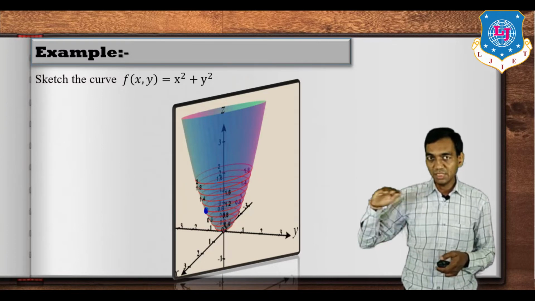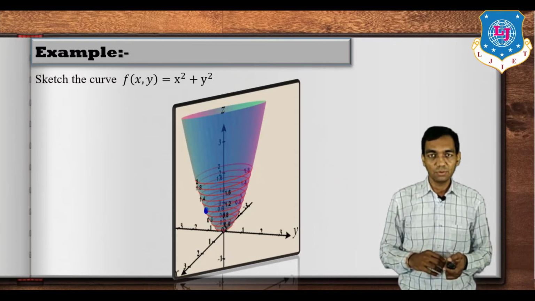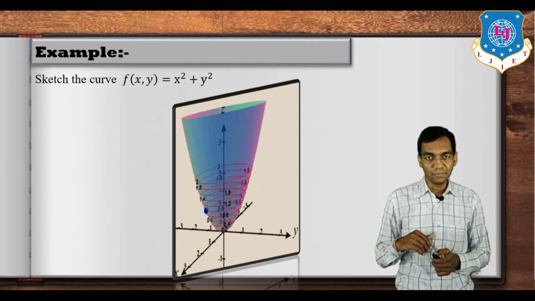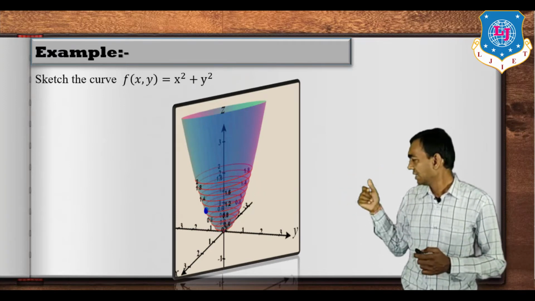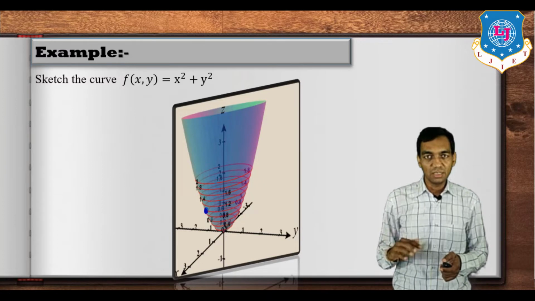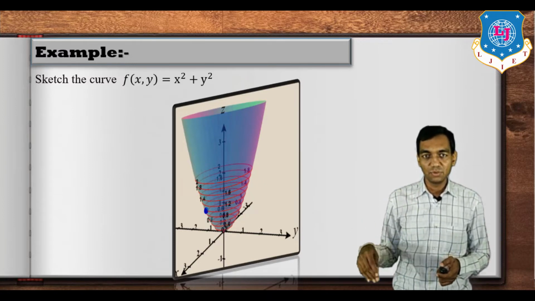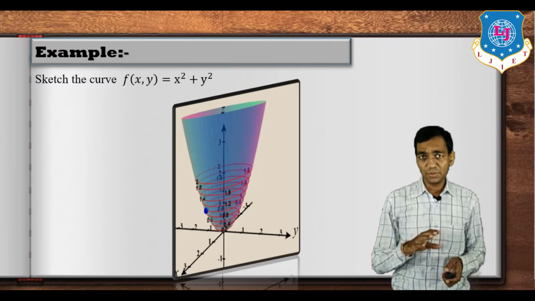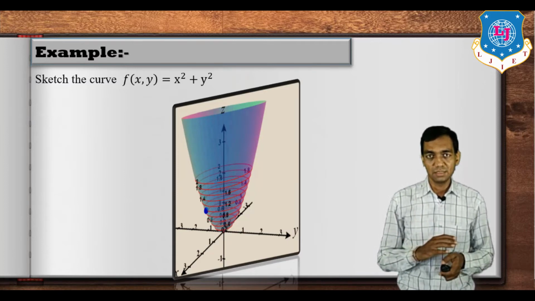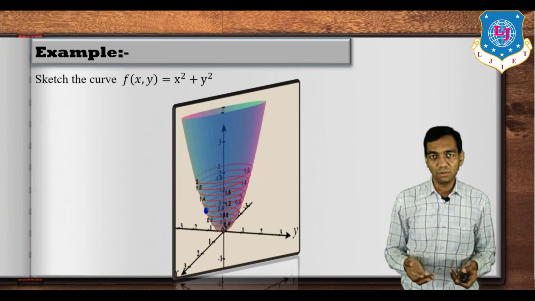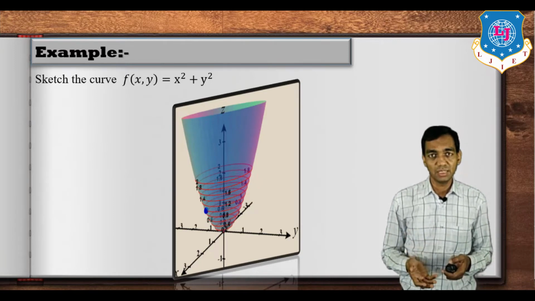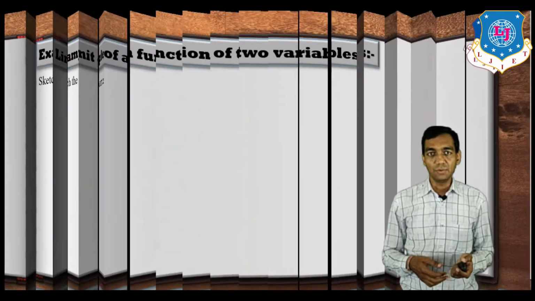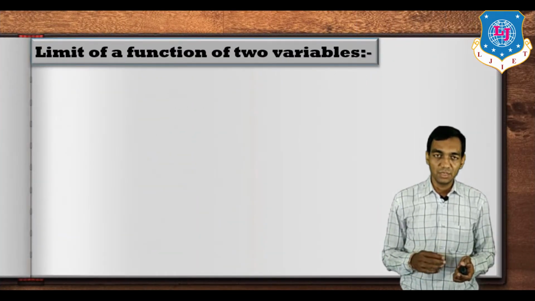If you cut it by some constant plane, z is equal to constant, then you will get a circle in that constant plane. Here the red lines are indicating the circles in the constant planes z is equal to 0.2, 0.4, 0.6 and so on. This is simply for your understanding, to show how to draw the graph of a three-dimensional curve. Now we are going to define the limit.